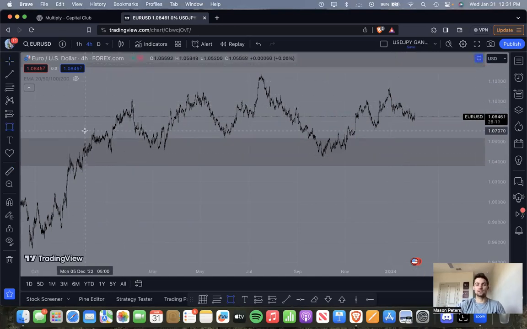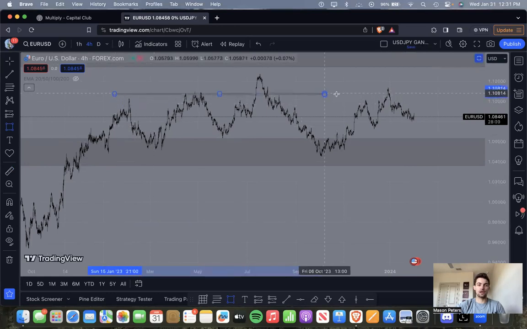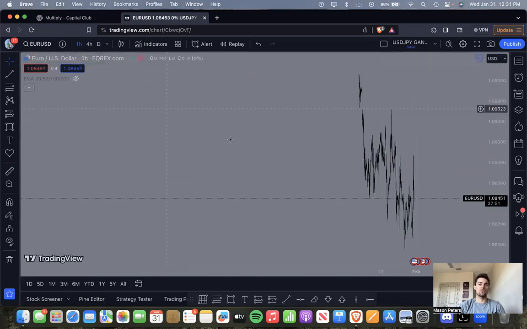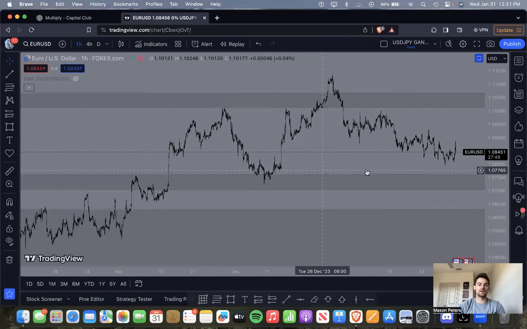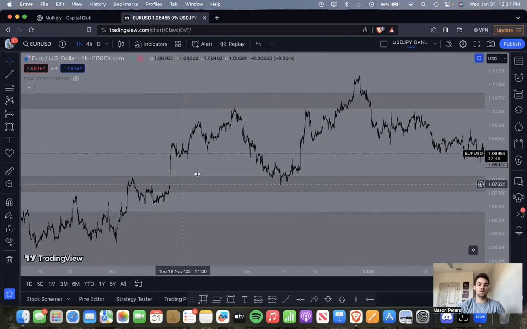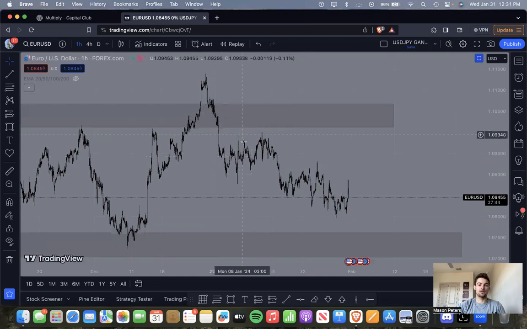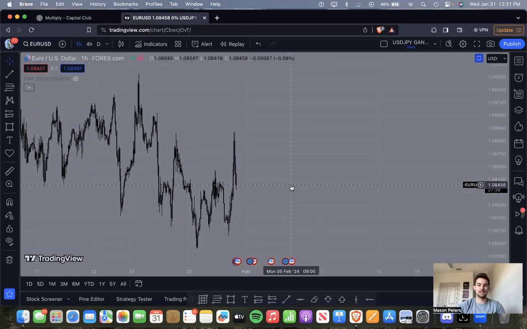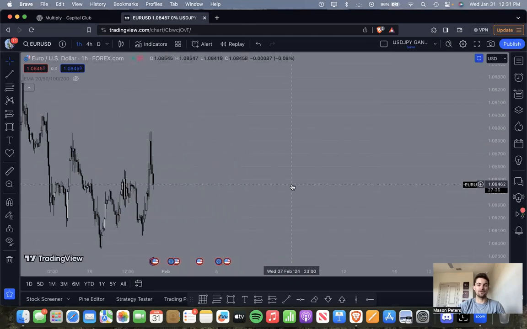Let's identify our supply zone and our demand zone on the 4-hour. Here's our supply zone, and here is our demand zone. People are selling euros at $1.10 and buying at $1.07. We're going to go down to the 1-hour. Look at this. People are selling up here, buying down in here. Price is currently trading at $1.0850.